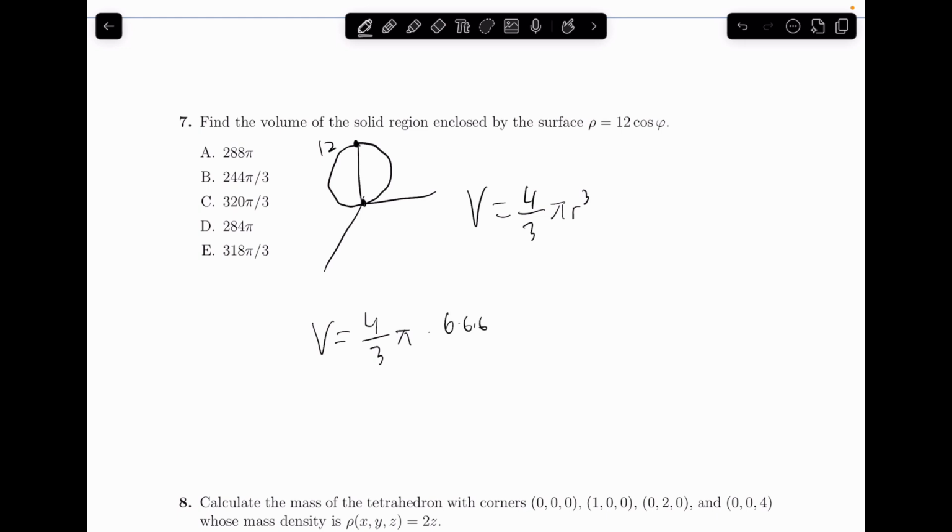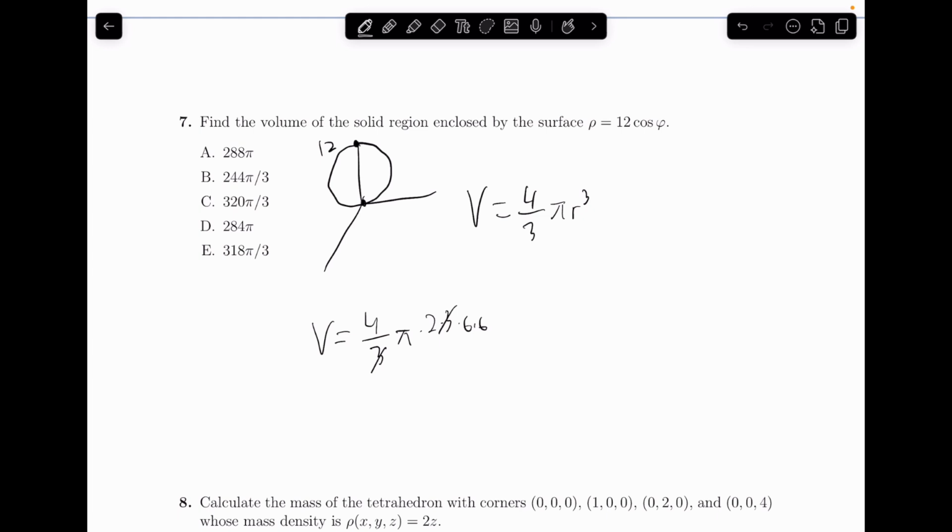This always just helps me. I can rewrite one of the 6's as 2 times 3. So we can cancel out one of the 3's, and this is a little bit more manageable, I'd say.